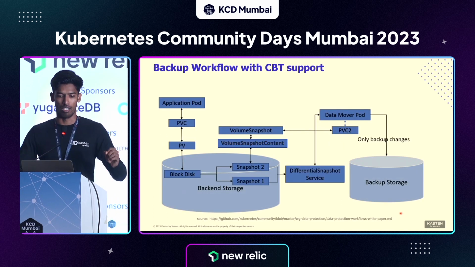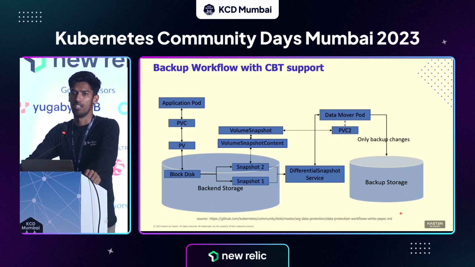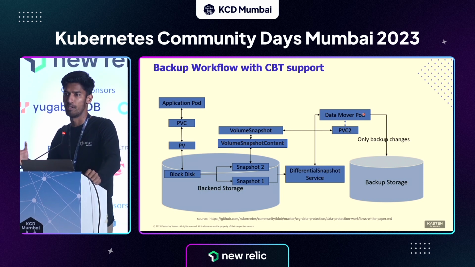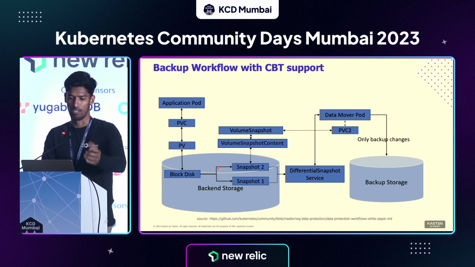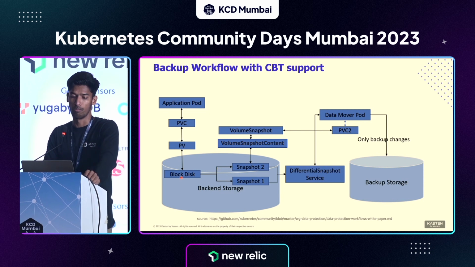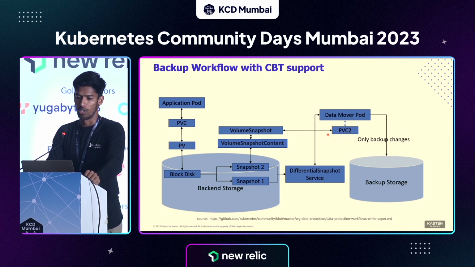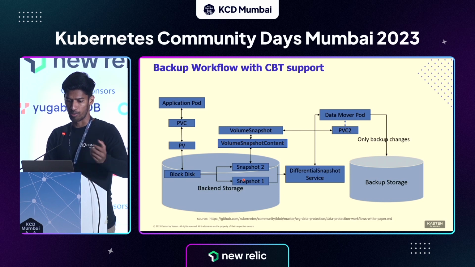All right, so let's put this CBT feature in our backup workflow. How would that look in Kubernetes? The data mover pod is our business logic, or I would say backup client, which is responsible for backing up the PVC. Now we have an application which has a PVC, PV, and a local and block disk in the backend. It has already created snapshot 1. Now we want to do the incremental backup, right? So it will create the second snapshot. Let's name it snapshot 2.